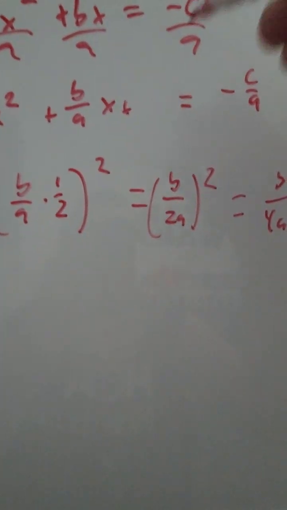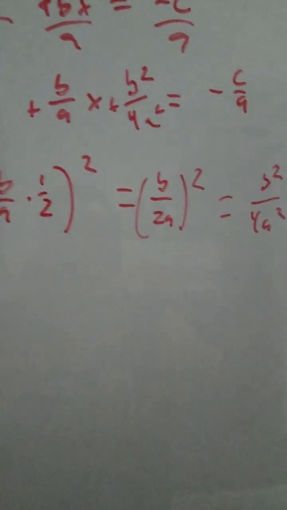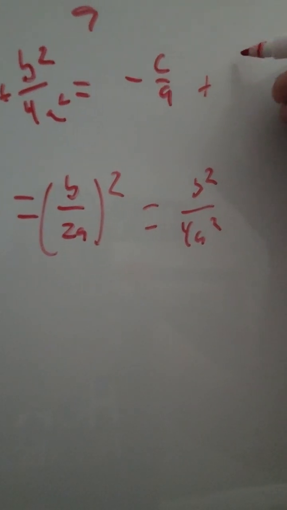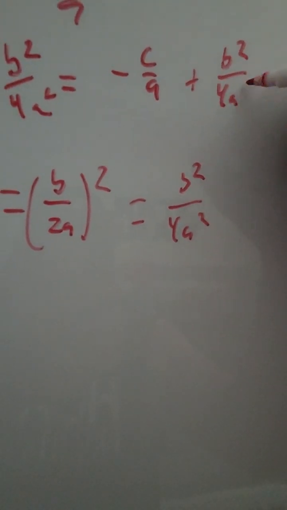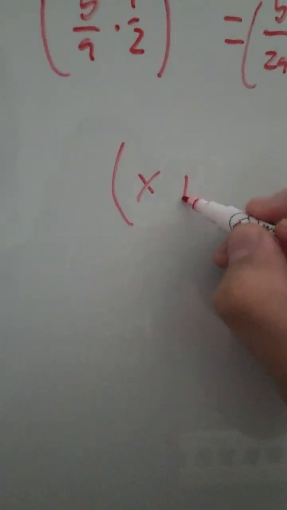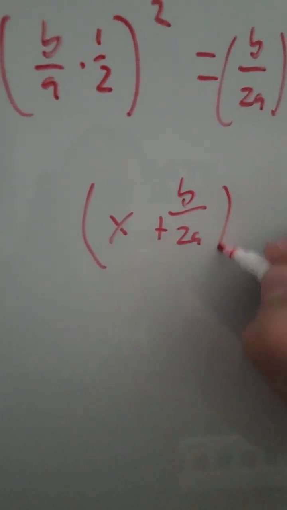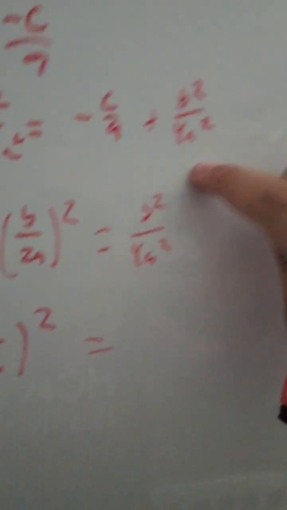We can put this over here. We can also add this over here. And then we can complete the square. So x plus, take this, put it here. We can square it, and then we can do here.